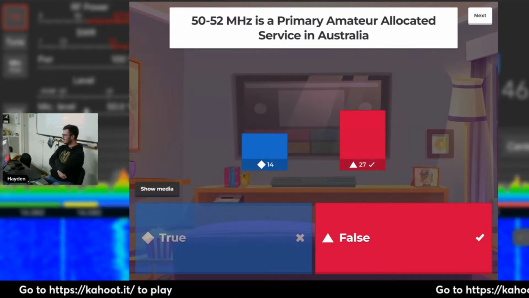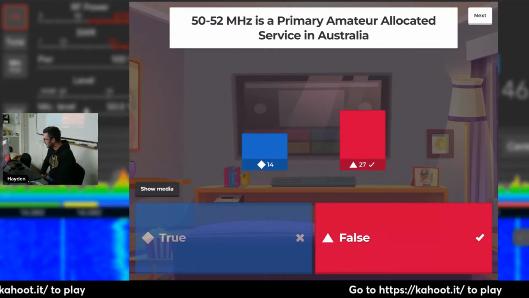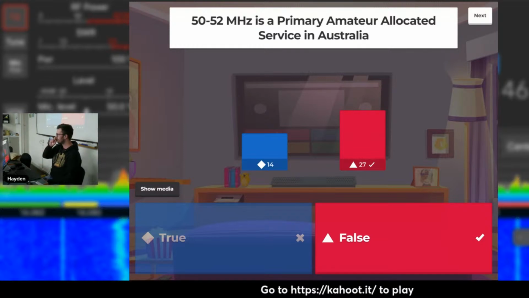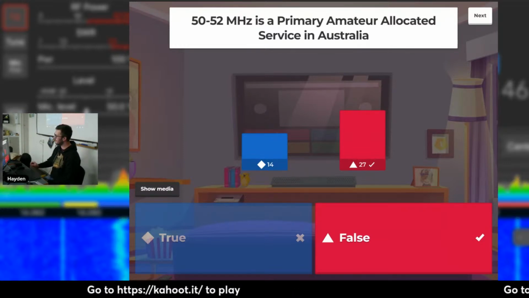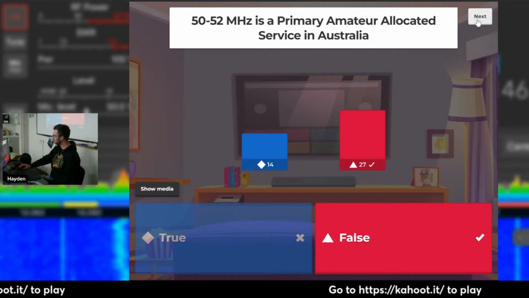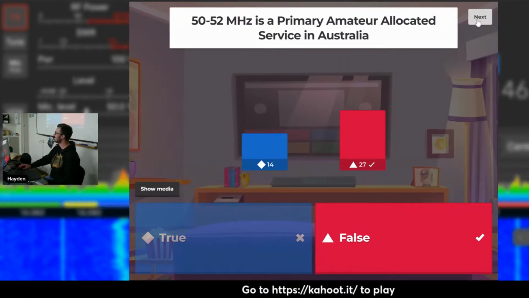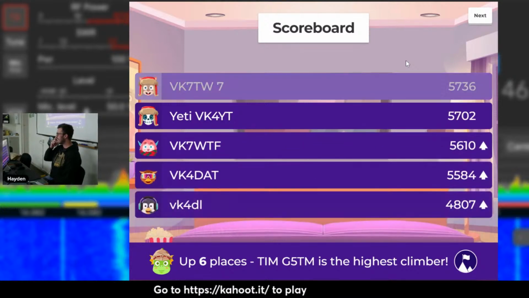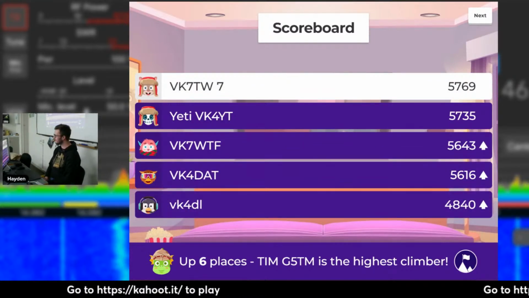False. 27 people picked it correctly. 14 selected true. 50 to 52 megahertz is a secondary amateur allocated service. The primary is allocated to broadcasting still, for some reason, even though analog hasn't been on the air for years. Wishful thinking.